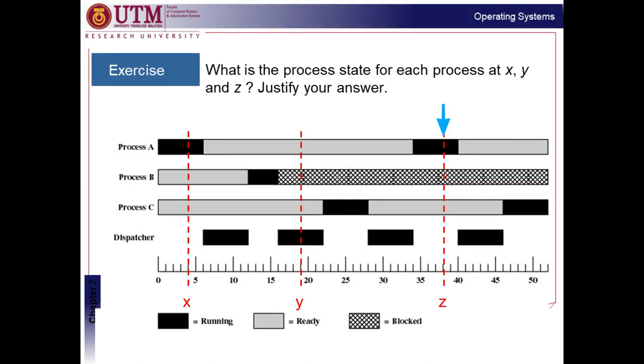Finally, at instruction cycle 38, which is labeled as C time, process A remains in the running state, process B continues to be in a waiting or blocked state, and process C persists in the ready state.